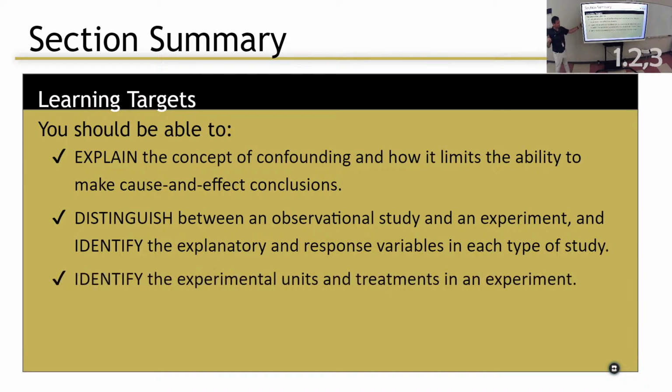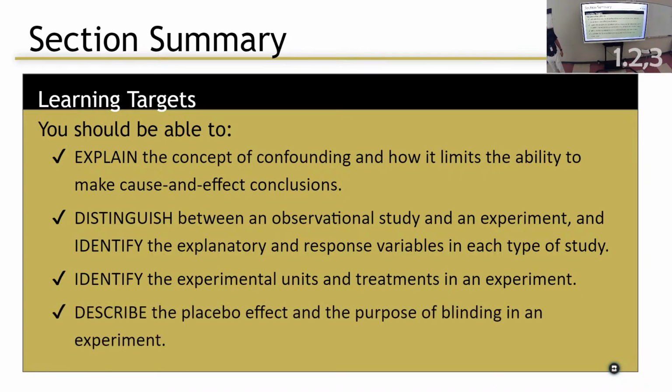Identify the experimental units, treatments. Be able to describe the placebo effect and the purpose of blinding. The purpose of blinding is so that they don't know. They don't have that mental strength. The way you could fix that is to actually give them water and give them the treatment and see if they did something different. Maybe let them know or maybe not let them know. I don't know. That's part of the mental part of it, I guess.